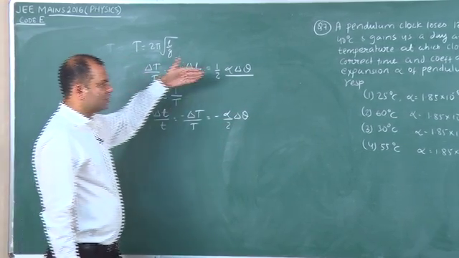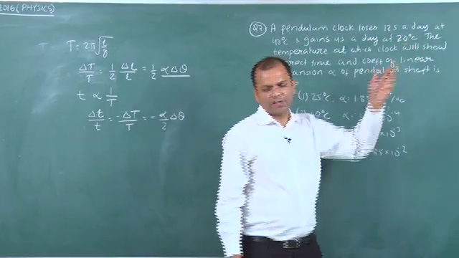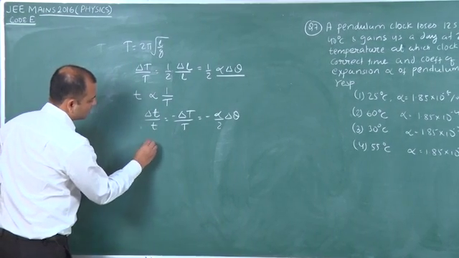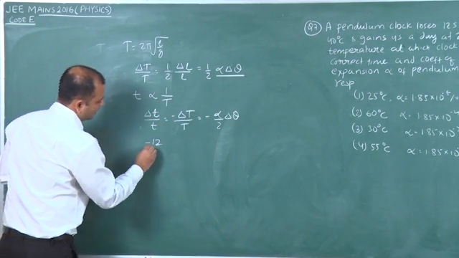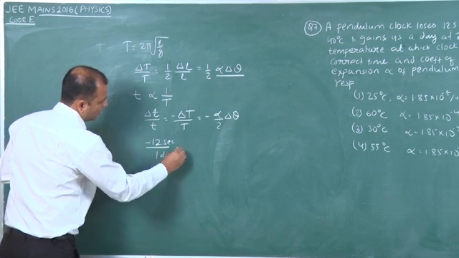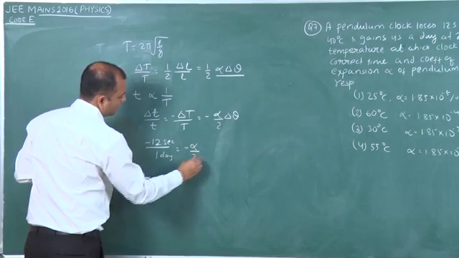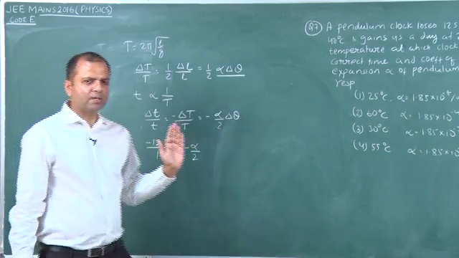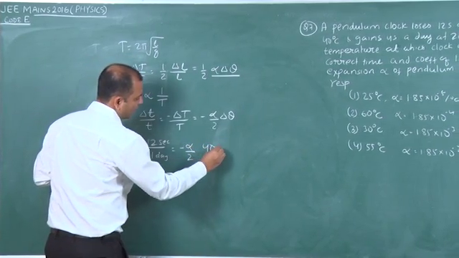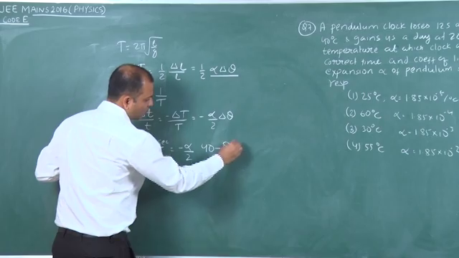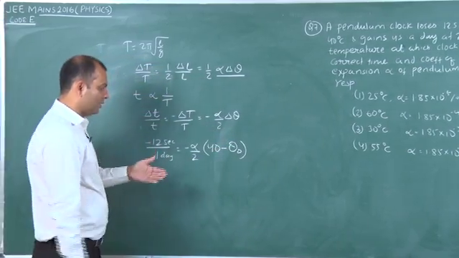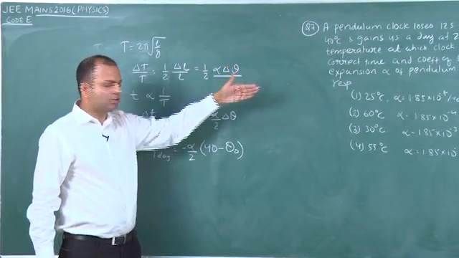We will just put in values. In the first instance, there is a loss of 12 seconds per day, which means delta small t is minus 12 seconds. So, delta small t divided by t, minus 12 seconds divided by 1 day, is equal to minus alpha by 2 into delta theta. What is delta theta? The change in temperature, final temperature minus initial temperature. The final temperature is obviously 40 degrees centigrade and the initial temperature, let us assume, is theta naught, the temperature at which the clock gives you the correct reading.